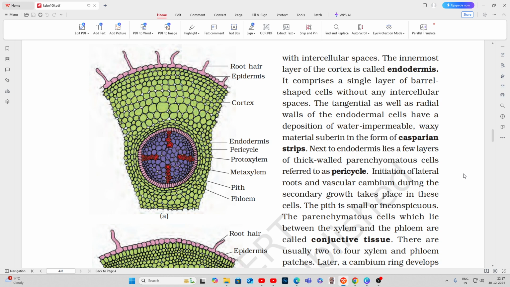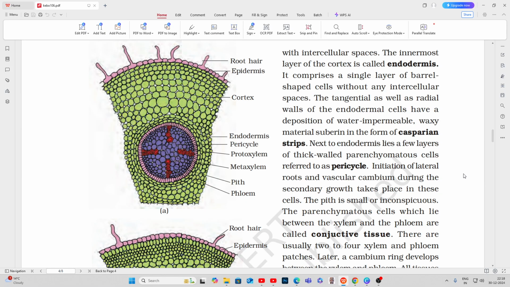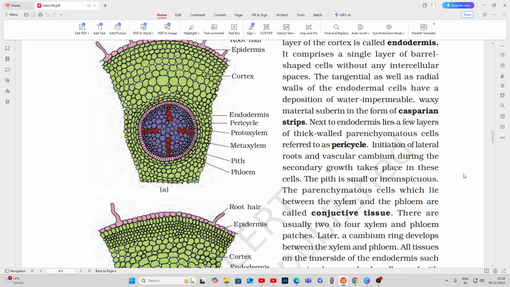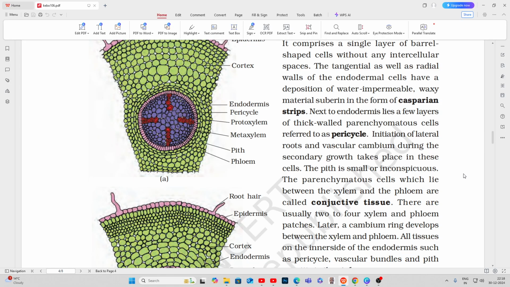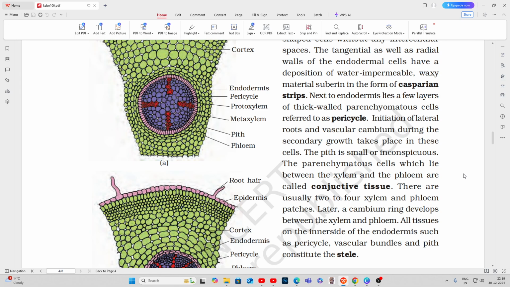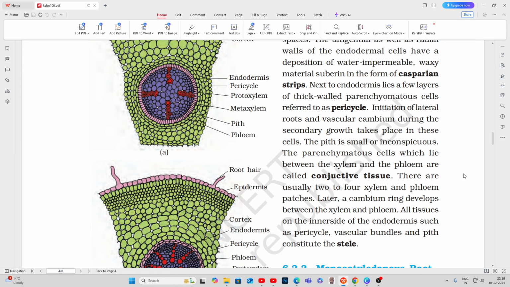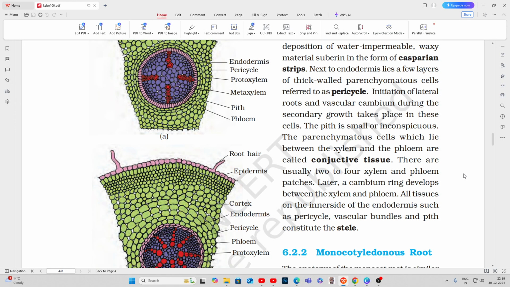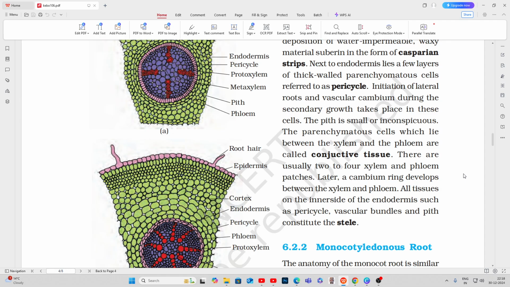The tangential as well as radial walls of the endodermal cells have a deposition of water-impermeable, waxy material suberin in the form of Casparian strips. Next to endodermis lies a few layers of thick-walled parenchymatous cells referred to as pericycle. Initiation of lateral roots and vascular cambium during the secondary growth takes place in these cells. The pith is small or inconspicuous.